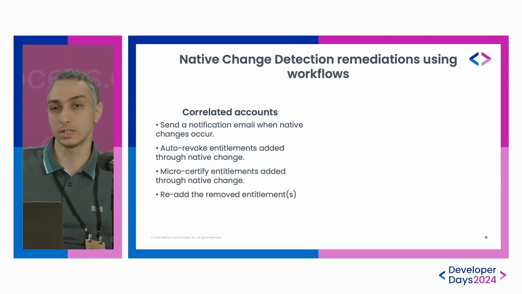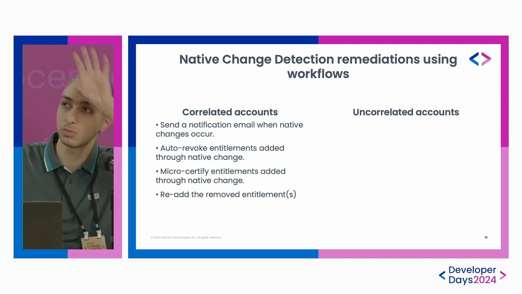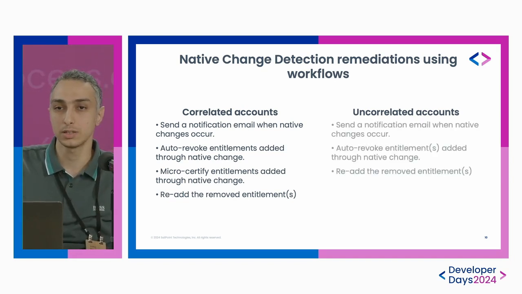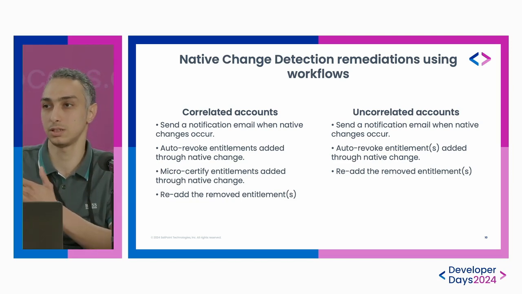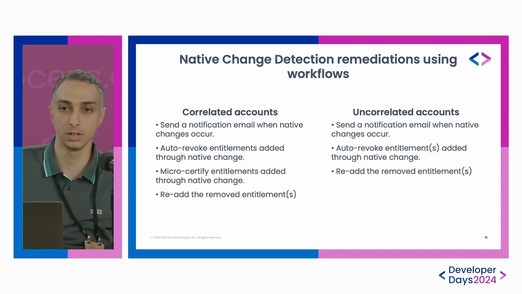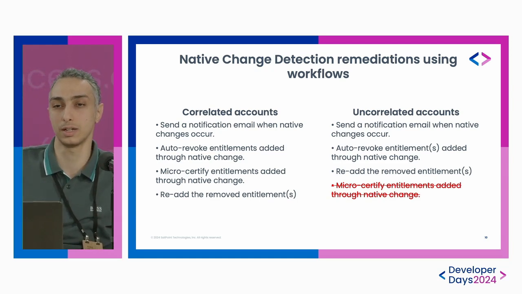But we are going to face a challenge with uncorrelated accounts. For uncorrelated accounts, because the account is not mapped to an identity, what we can only do is send a notification as with a correlated account, and also auto revoke an entitlement and re-add an entitlement. But what if I need someone to review if this added entitlement is really needed or not? How can I do it? We cannot create a micro-certification for an uncorrelated account.